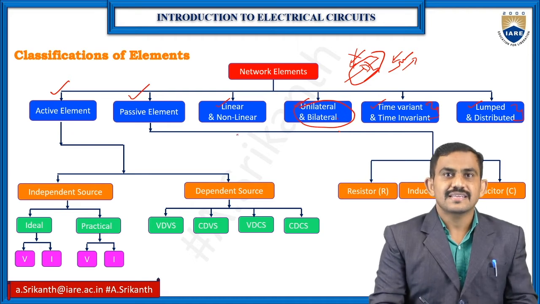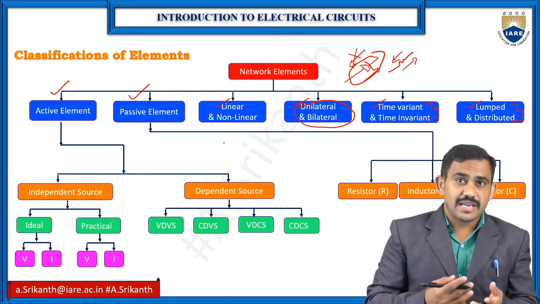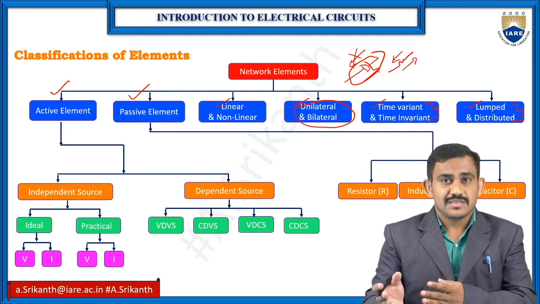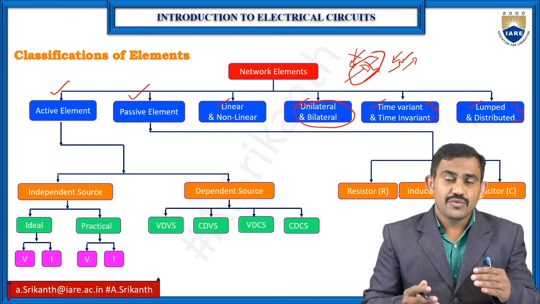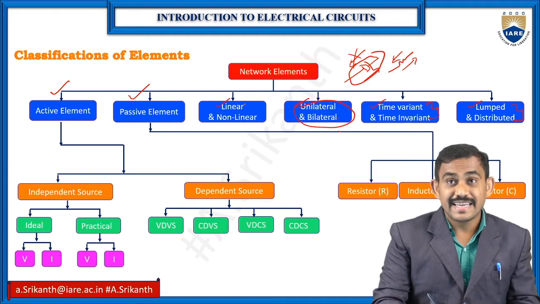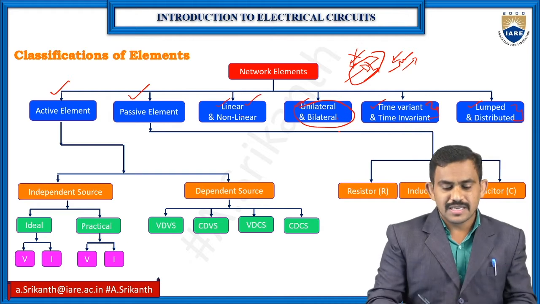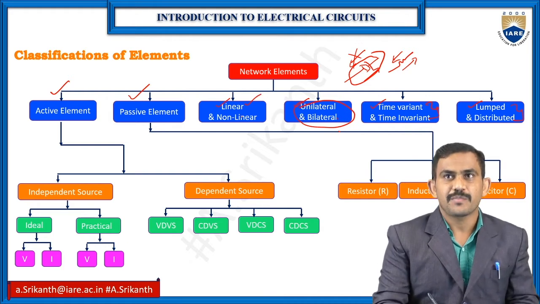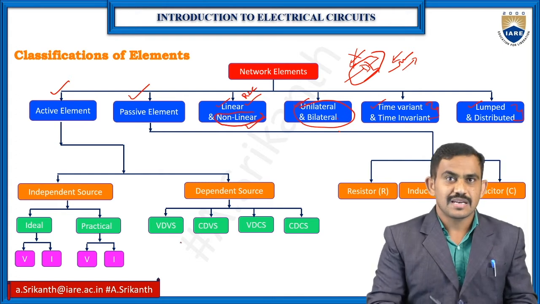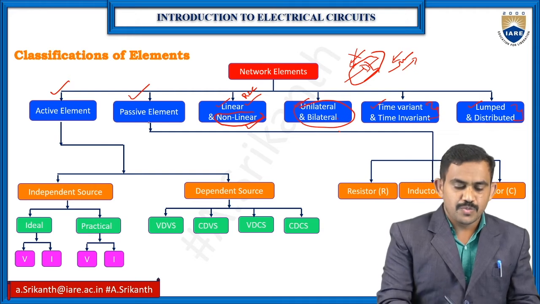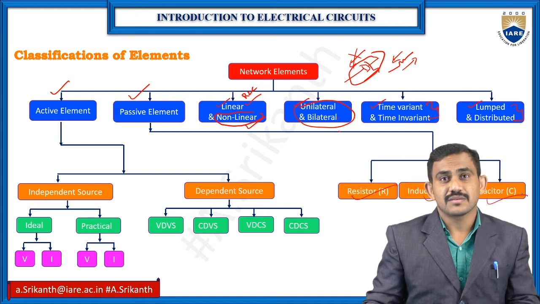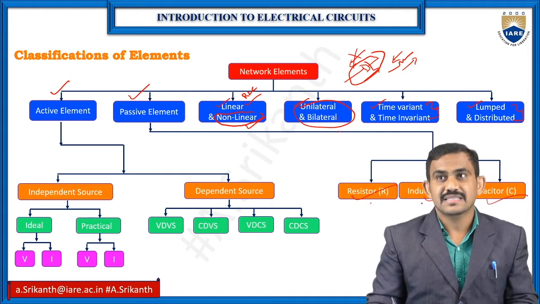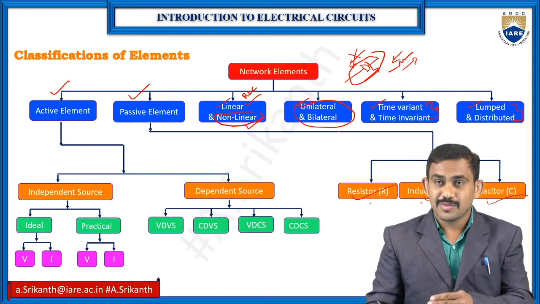Coming to linear and non-linear, this also depends upon Ohm's law. Elements which satisfy Ohm's law are the linear elements, and those which do not satisfy Ohm's law are non-linear elements. Here we have the passive elements, RLC, and non-linear elements like diode, transistor, capacitor, electronic devices. Passive elements are resistor, inductor, and capacitor. So these three are passive elements. We'll discuss all three.